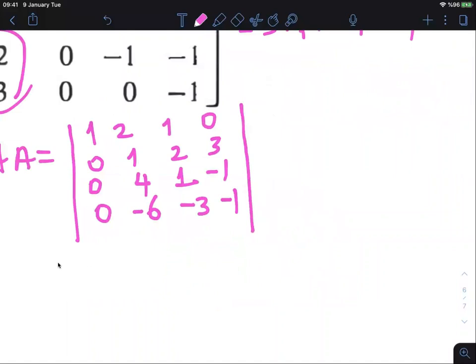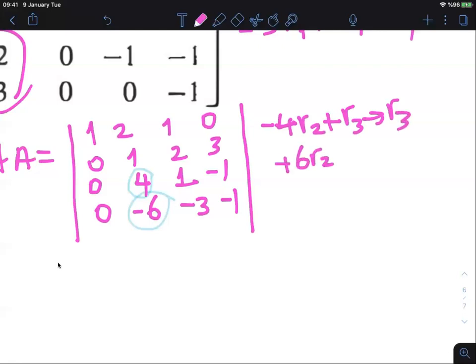So in this next step, I will make these two entries 0. This one and this one should become 0. To do that, what are my operations? Again, let me write my operations. So minus 4 times the second row added to the third row goes to the third row, and plus 6 times the second row plus the fourth row goes to the fourth row.